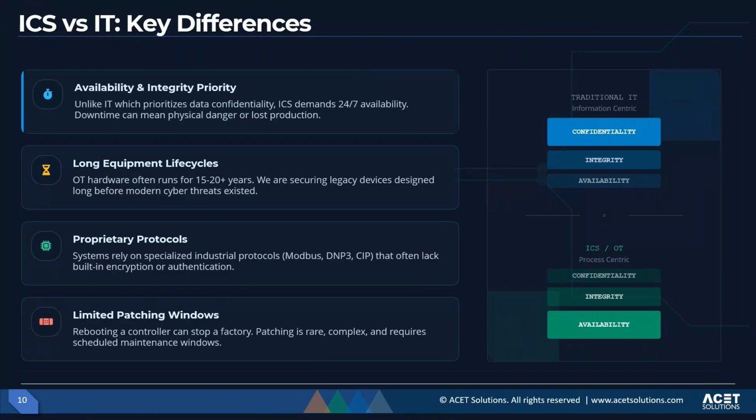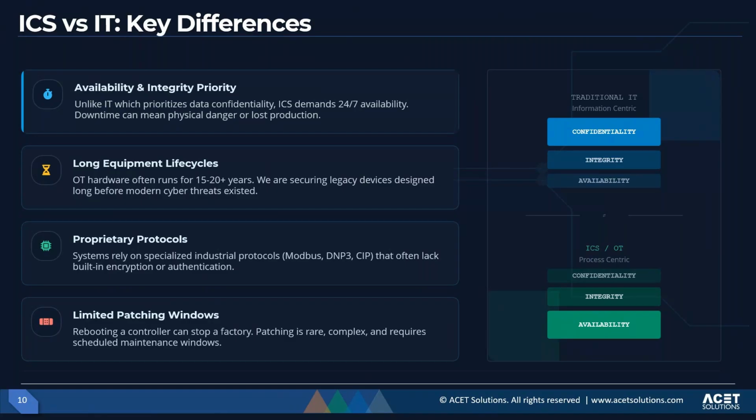So when we compare the ICS environment to traditional IT systems, one of the most important differences is how confidentiality, integrity, and availability are prioritized. In IT, confidentiality often comes first because the main goal is to protect the data. But in ICS, the order is reversed. Availability is the topmost priority because the industrial process must run continuously.